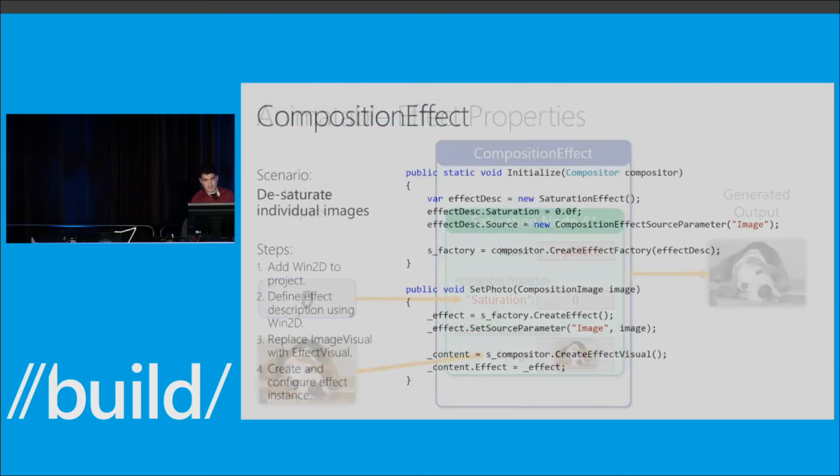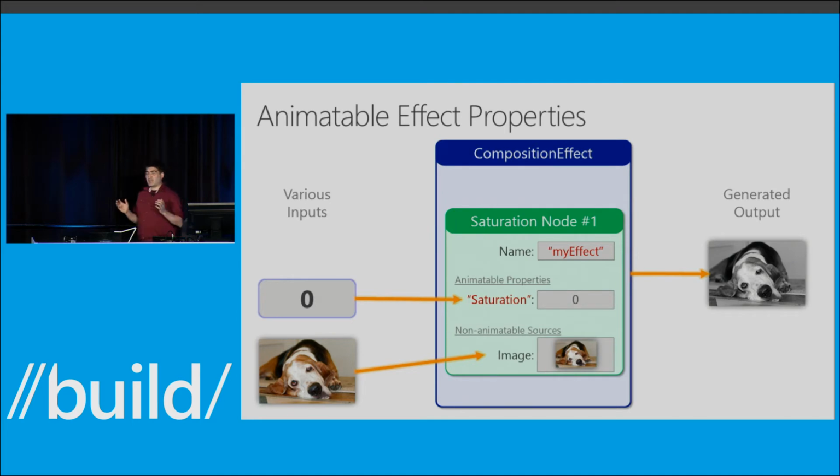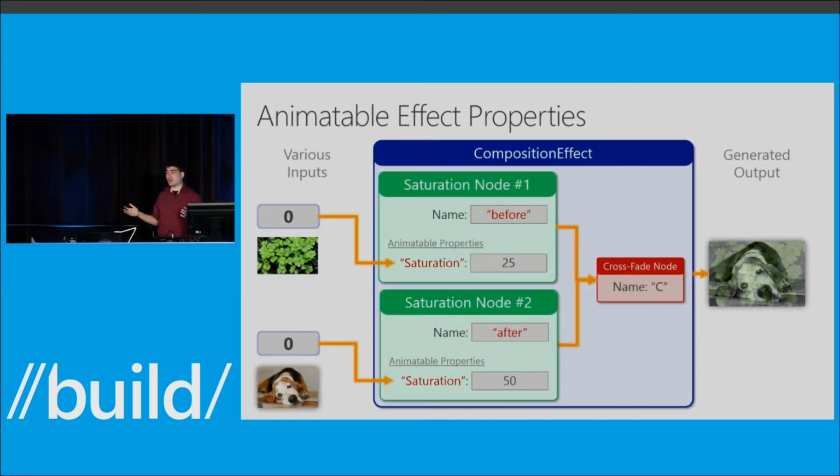Now, when we start animating effects, one of the things that's important to understand is that the effect is actually a graph of nodes. And so within that graph, if I want to animate a particular property, I have to specify the fully dotted path to the property that I want to modify or animate. Why this matters is that, for example, I could have a crossfade that goes between two desaturated images. If I want to modify the saturation, am I modifying before's saturation or after's saturation? That's why we're going to have to name all the nodes that we want to modify.